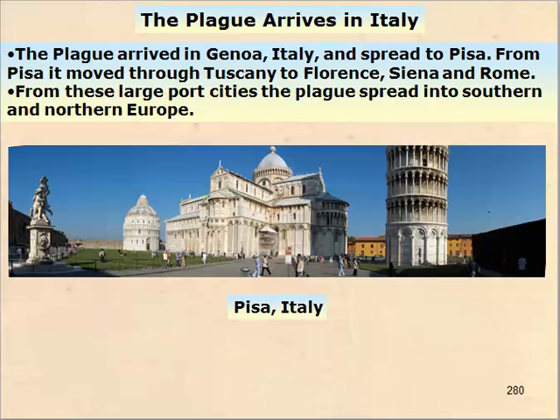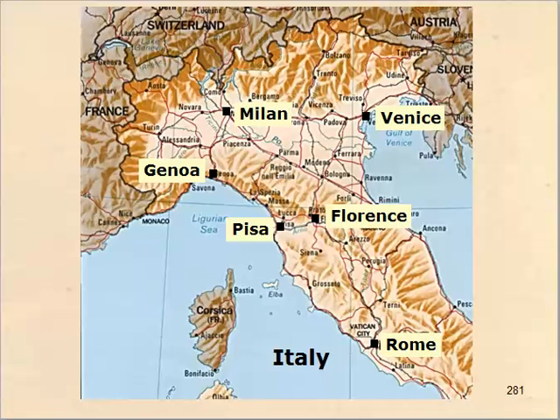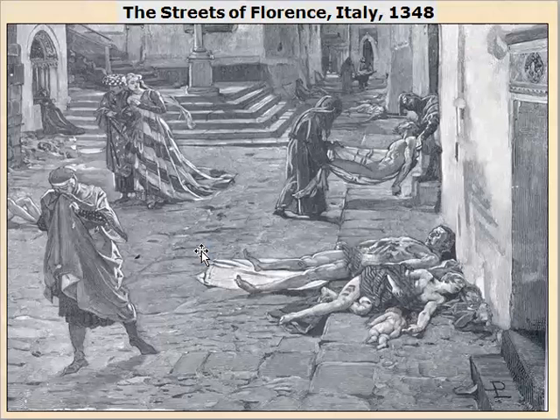Now the plague arrived in Genoa, Italy, and spread to Pisa. From Pisa, it moved from Tuscany to Florence to Siena and Rome. From these large port cities, the plague spread into southern and northern Europe, and it's spreading quite quickly. Here we have all these major cities. As you can see, most of them, except Florence, are by a large body of water.